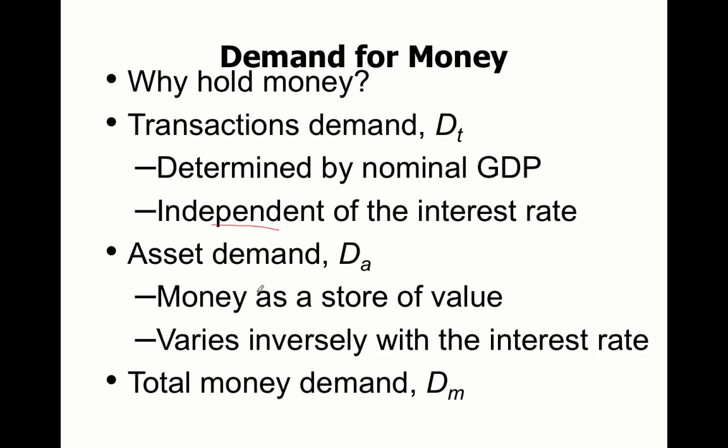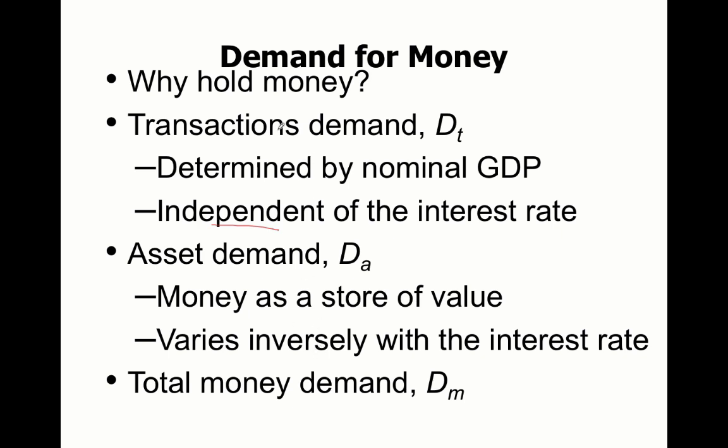Now, asset demand is a little bit different. When we are using money to store up value, to save, basically, when interest rates are high, we have a different incentive to save than when interest rates are low. So at high interest rates, we will hold less money. When interest rates are low, we will hold more money. Basically, we will put our money into a bank. If we can get a high interest rate, we will hold very little. But when we're not going to get anything by putting it in a bank, we might as well hold it ourselves, put it under the mattress, keep it in our wallet, whatever.